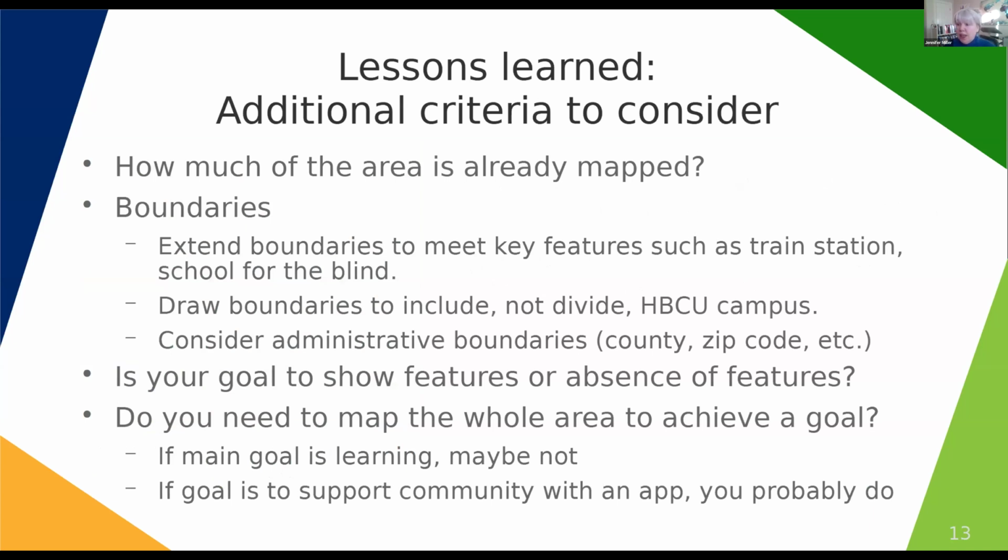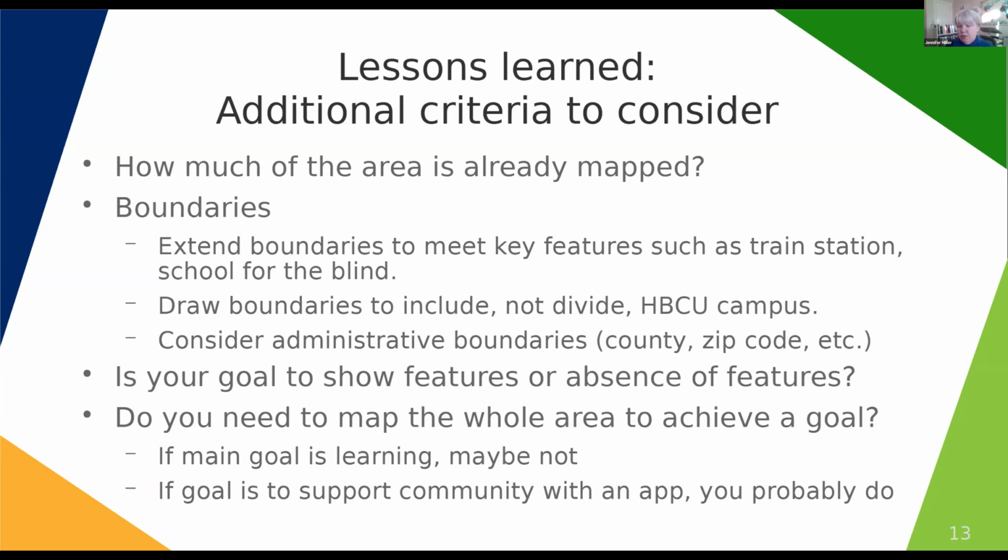Did we do it perfectly? No, we're kind of glad we selected Raleigh, but if we had it to do again, we'd consider some other things. So we want to share those lessons learned with you. First, ask how much of the area is already mapped. Second, look closely at the boundaries you draw. You want to extend the boundaries to meet key features such as the train station or the school for the blind. You also want to draw boundaries to include, not divide, such as an HBCU campus in our downtown area.